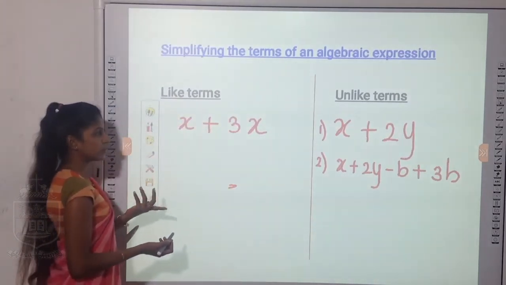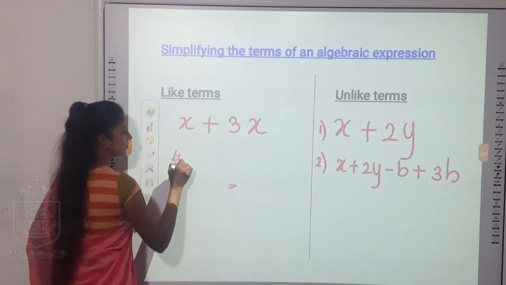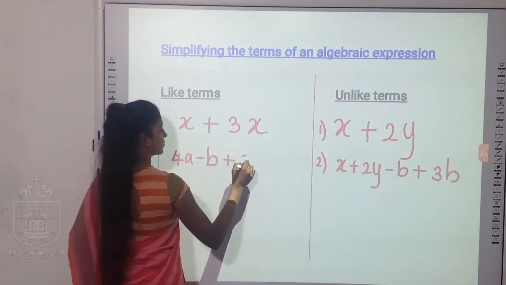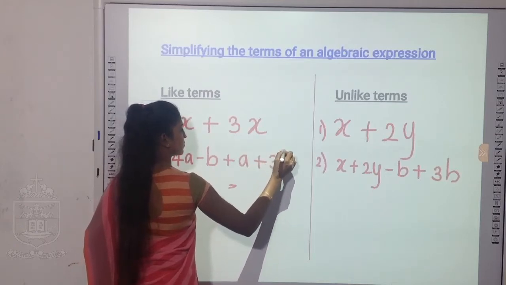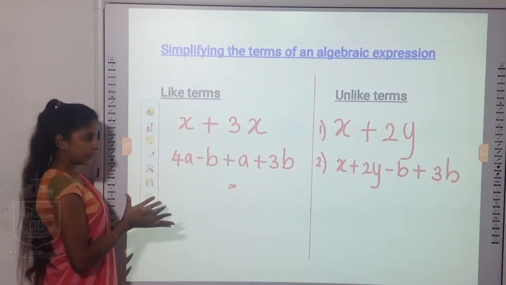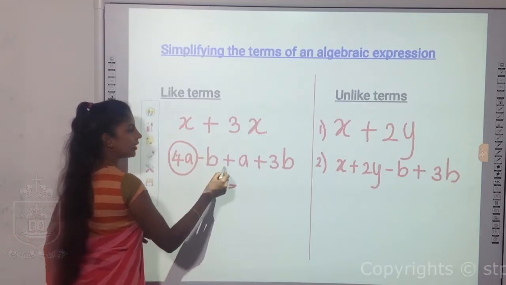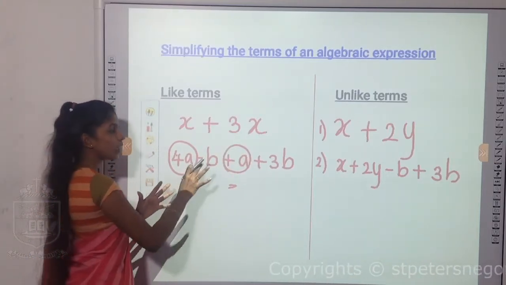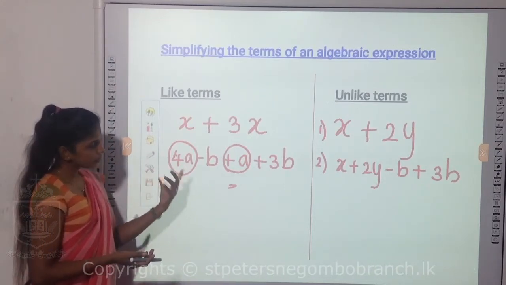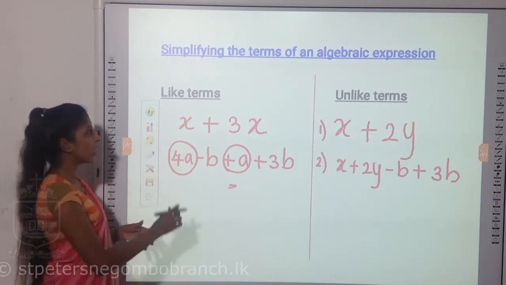In like terms also you can take an example like this. So think of an example like this. There you have two different terms, but at the same time you have like terms. 4a and plus a are like terms, while b and 3b are like terms. You have two different terms, but you can simplify it since you have two like terms there. So those are called like terms and unlike terms.